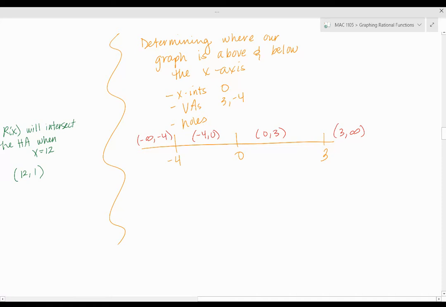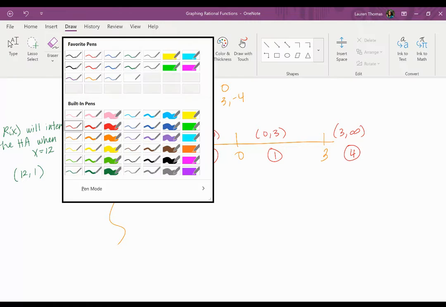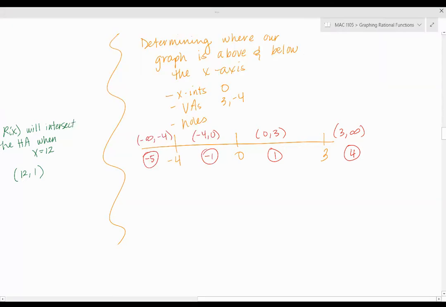Okay, so to determine whether or not you're above or below the x-axis, you need to choose test points. Remember, it doesn't matter what you choose for your test points. You just need to make sure you choose something that actually falls in that interval. So here I'm going to choose -5, -1, 1, and 4 will work. Remember, you're going to plug these into your function to see if you get a positive or a negative value. If you forgot, our function is r of x equals x squared over x minus 3 times x plus 4.